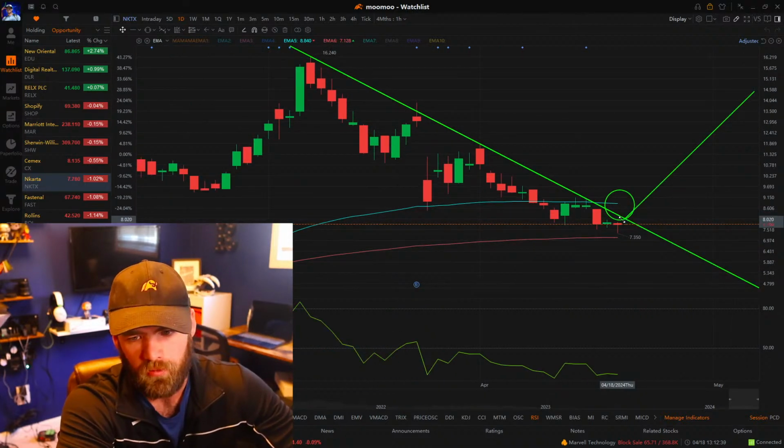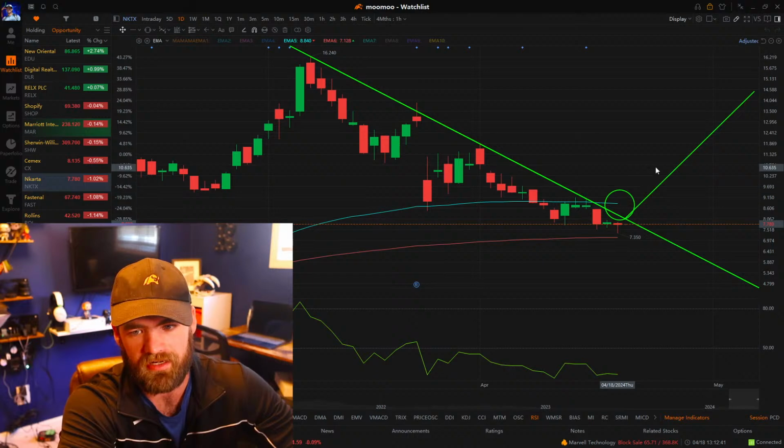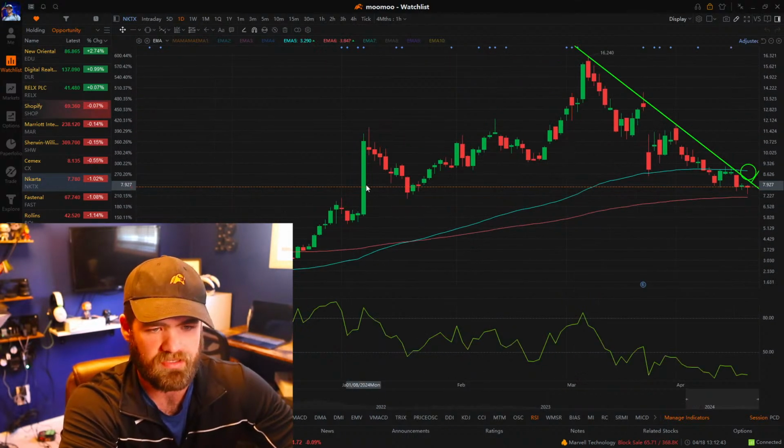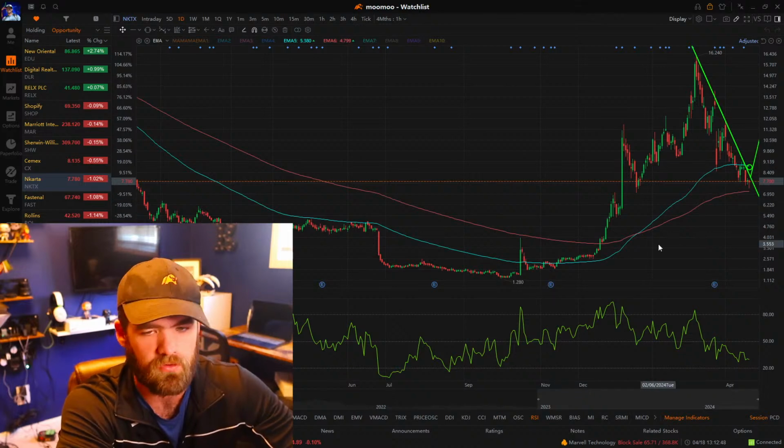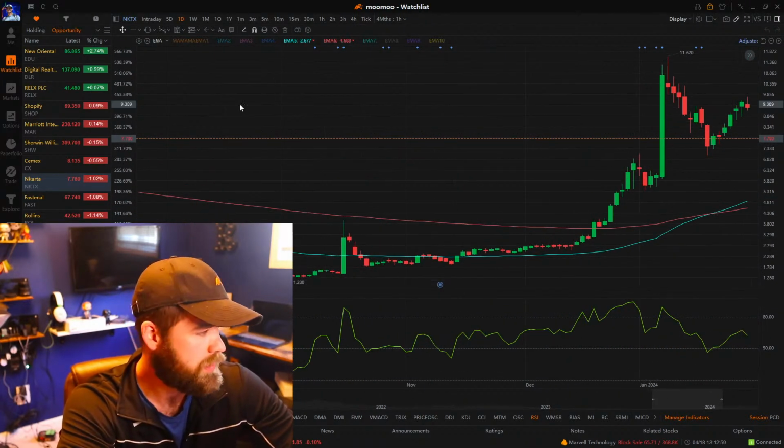So hopefully we can get a breakout of this trend and then it starts riding that way. That would be our perfect situation here. It has seen a lot of volatility lately, so something to be cautious of.